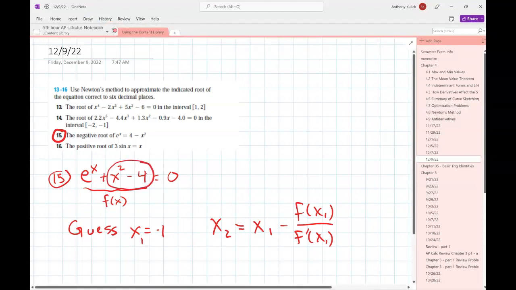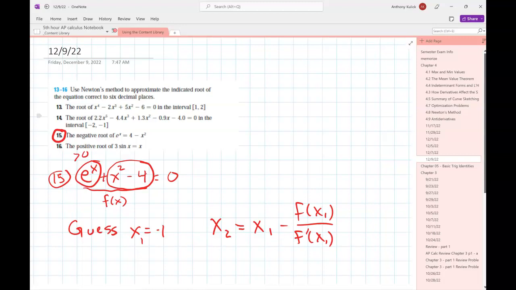this piece, I looked at these two pieces separately. E to the x is always positive, no matter what the x is. So for this thing to be equal to 0, this piece then needs to be negative. So I know that that's only going to happen on x's between negative 2 and positive 2, because any bigger than that or smaller than that, when I square it, I'm going to get a number bigger than 4. So I just wanted to pick something that was going to at least give me a negative quantity. And because it was looking for the negative root, I know that I went to pick the negative number, so something between negative 2 and 0.